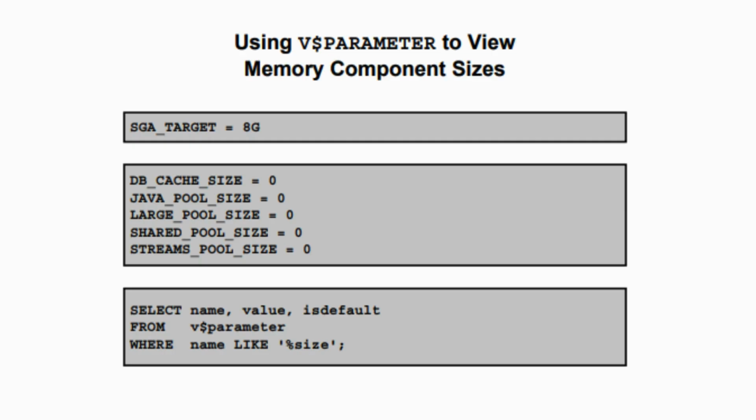When you specify a non-zero value for SGA_target and do not specify a value for an auto-tuned SGA parameter, the value of the auto-tuned SGA parameters in the $parameter view is 0, and the value of the ISDEFAULT column is true. If you have specified a value for any of the auto-tuned SGA parameters, the value that is displayed when you query $parameter is the value that you specified for the parameter.